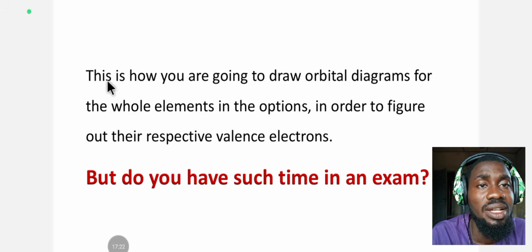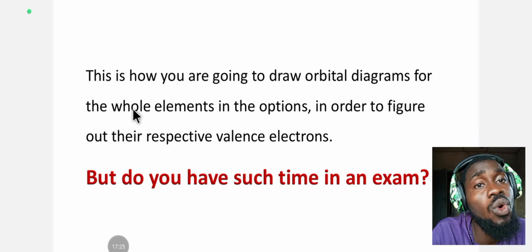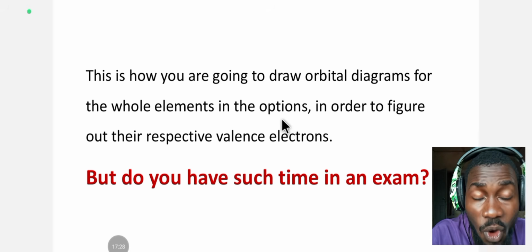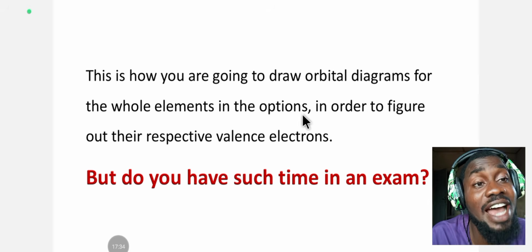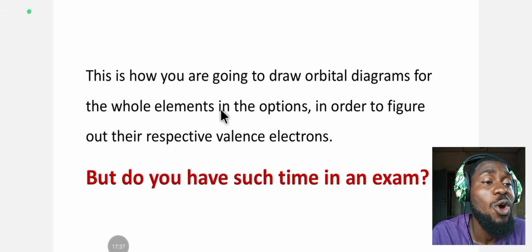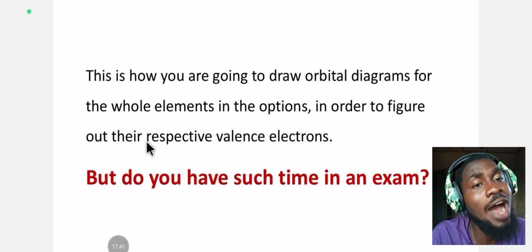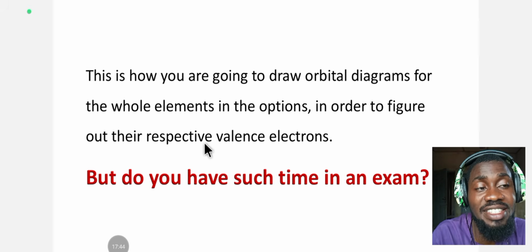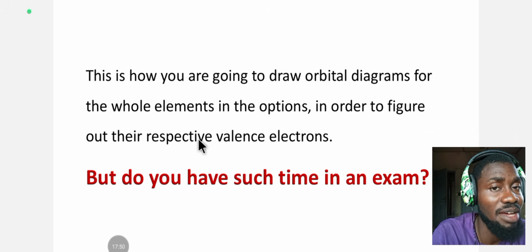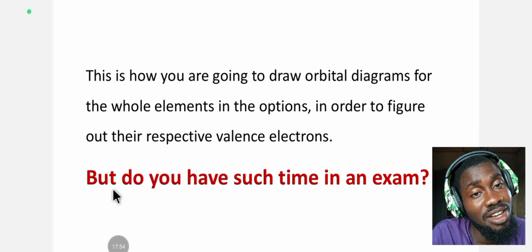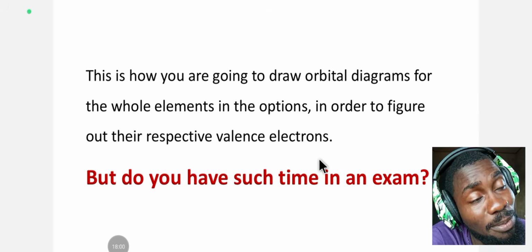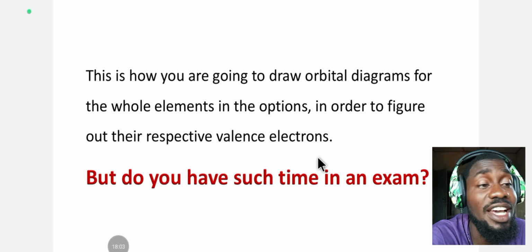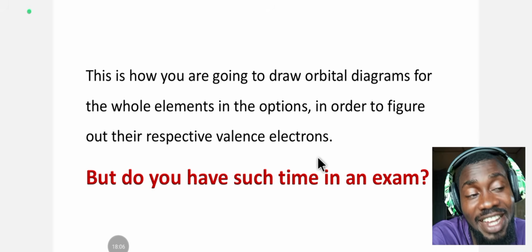Moving on, this is how you are going to draw the orbital diagram for all the elements in the options. For you to know the one that is the most reactive or the least reactive, you continue drawing the orbital diagrams of all the elements in the options in order to figure out their respective valence electrons, because it's the valence electron that you use to point out the reactivity or stability of the element. But the big question is, do you have such time in an exam condition? Do you have time to be drawing all the orbital diagrams of all the elements provided in the options? You don't have that time in your JAMB UTME.